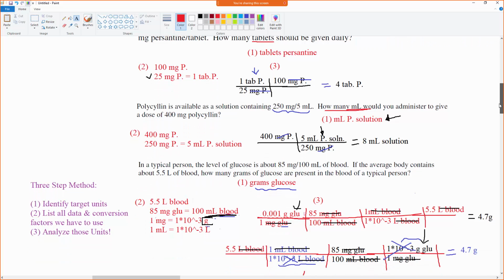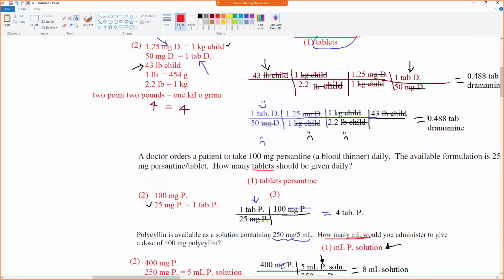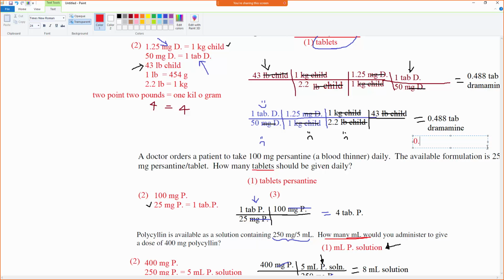Also, I did have one student report to me, and this is totally true, in Mastering Chemistry, if your answer is a number that's less than 1, I'm not sure if you guys do this, but the proper way to say that is 0.488. So you would say 0.488 and you would not say .488.